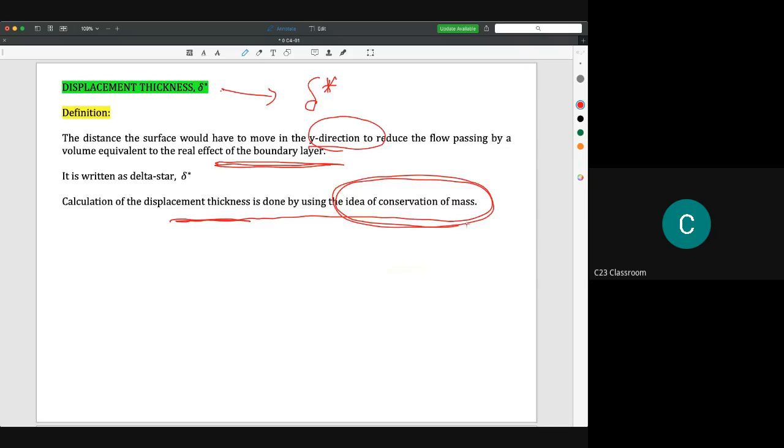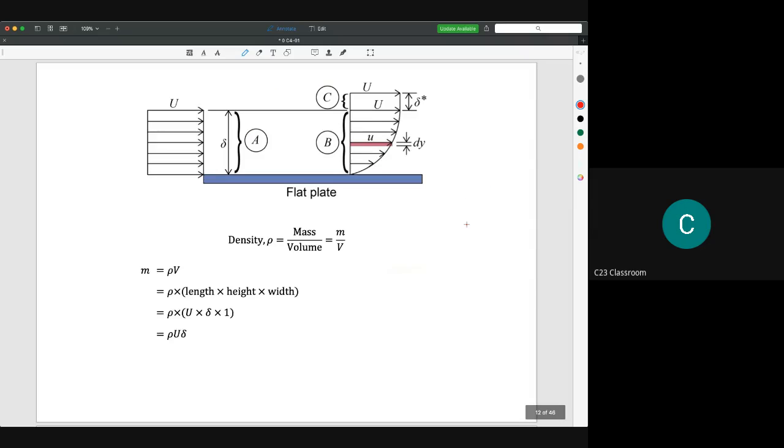So how do we do this? Please imagine something like this. Let's say we have a flat plate here. The velocity before it touches the flat plate is constant, labeled as capital U. Then when it travels on the flat plate, the shear stress creates the no-slip condition and so on, and then we will have the velocity distribution like this. This is our velocity distribution.